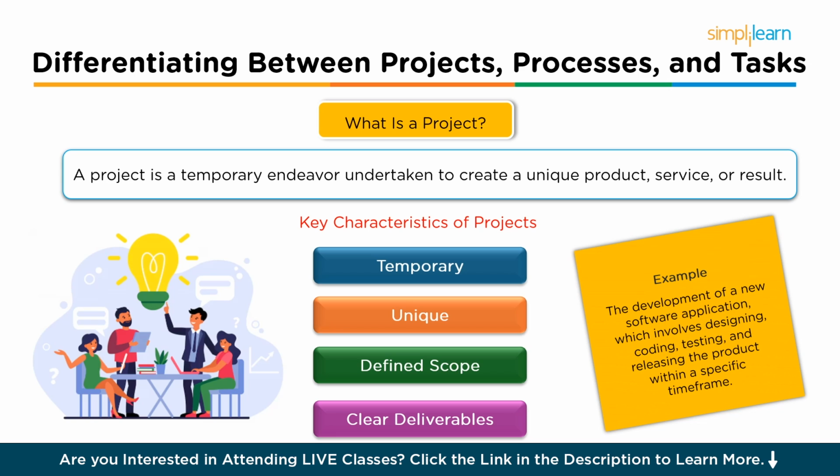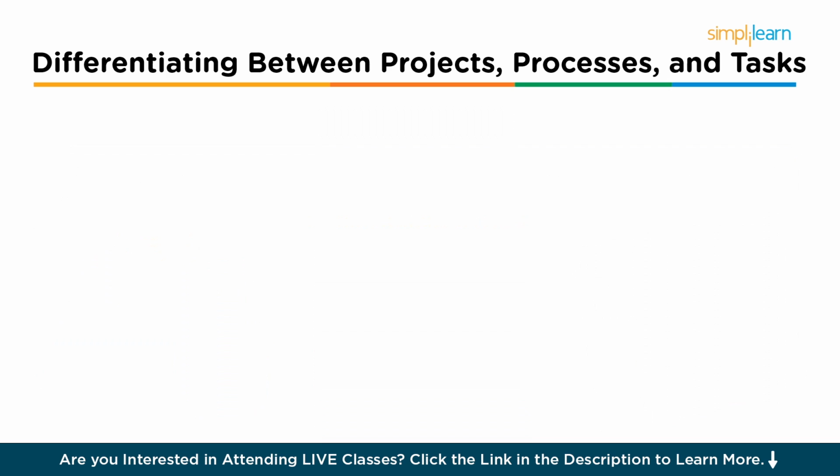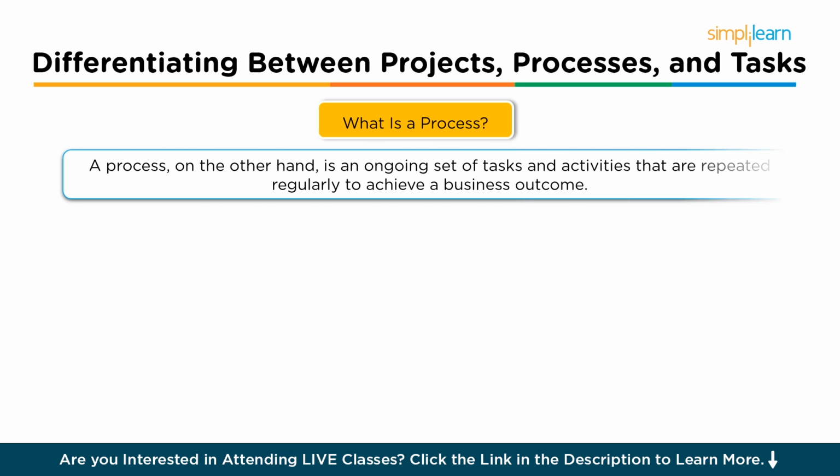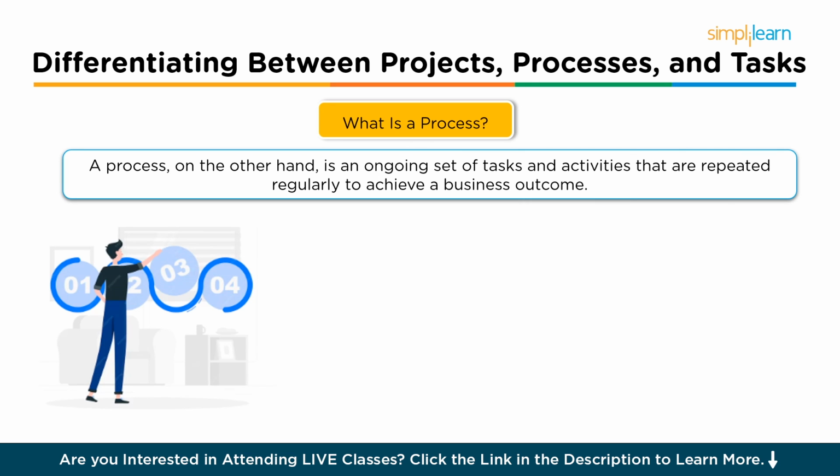After understanding what a project is, let's now explore processes, which are often ongoing and are a key focus of BPM. What is a process? A process, on the other hand, is an ongoing set of tasks and activities that are repeated regularly to achieve a business outcome. Processes are not time-bound but are continuous, often working to maintain the operational efficiency of the organization.